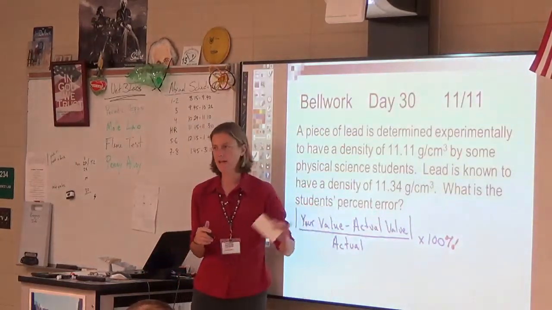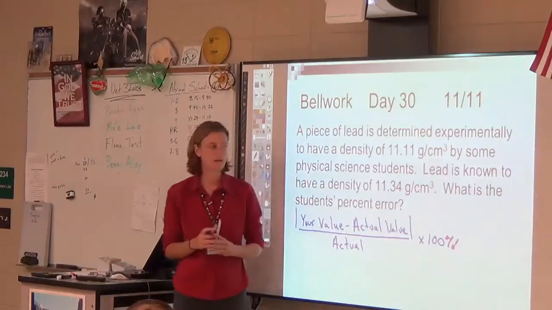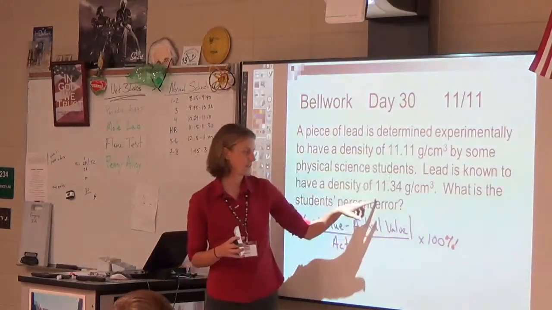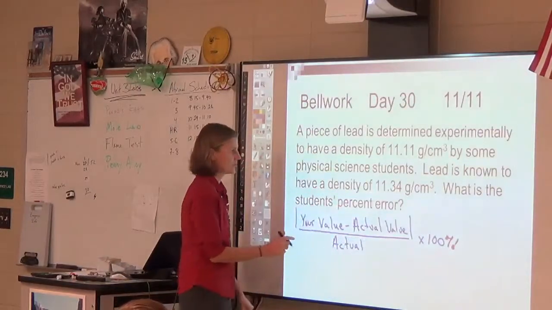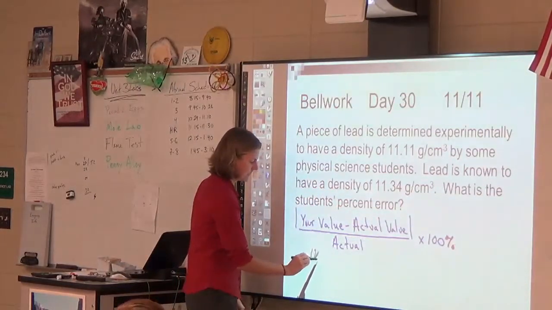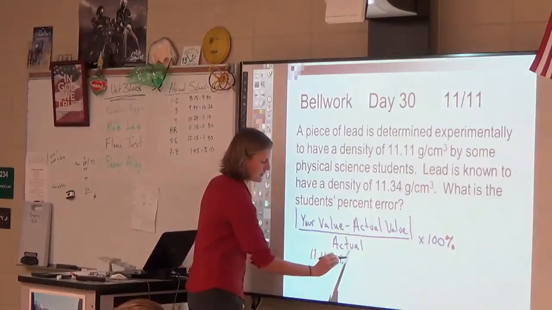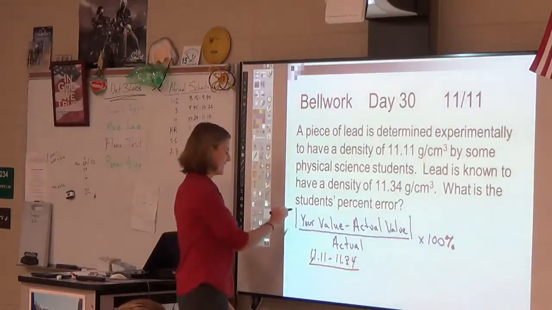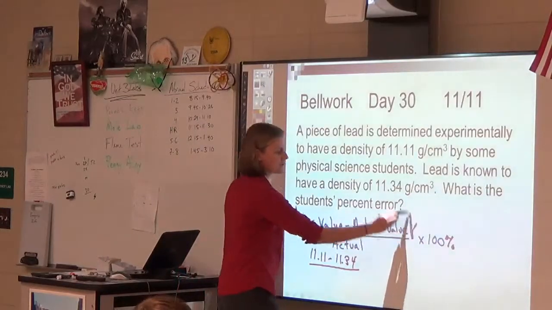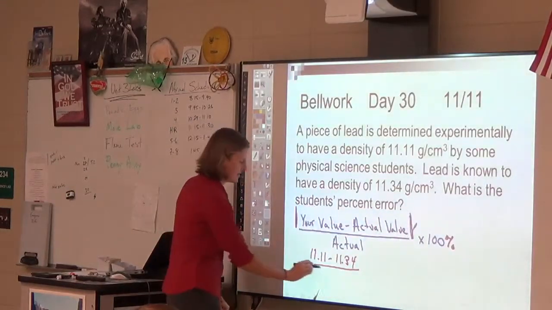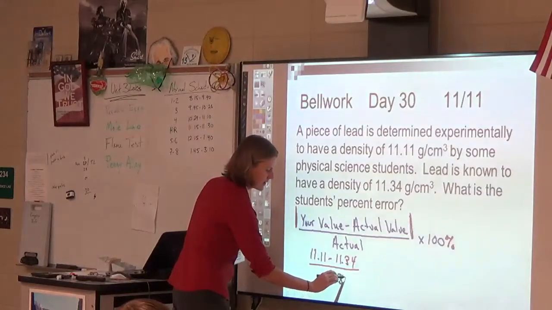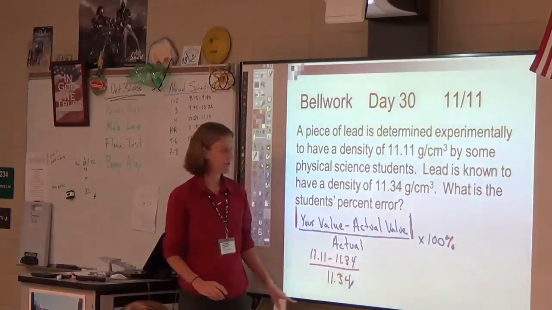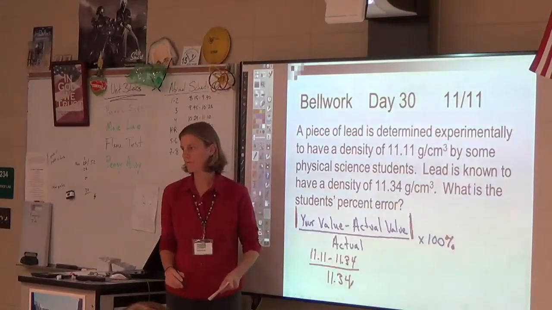A few of you asked about negative signs. If you get a negative sign because you're subtracting a larger value, what do you do with that negative sign? See them two lines outside? What do them two lines mean? Absolute value. Good. You're going to take the absolute value. So don't worry about a negative sign. And so you'll do this little math. This formula is in your lab notebook.